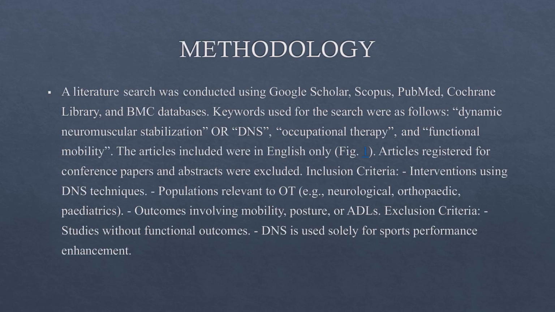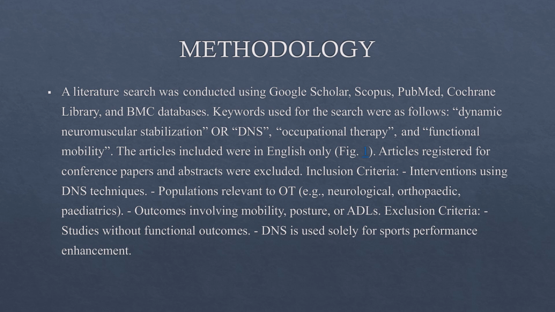The methodology of the research: databases searched were Google Scholar, Scopus, PubMed, Cochrane Library, and BNC. Search keywords were dynamic neuromuscular stabilization or DNS, occupational therapy, and functional mobility.